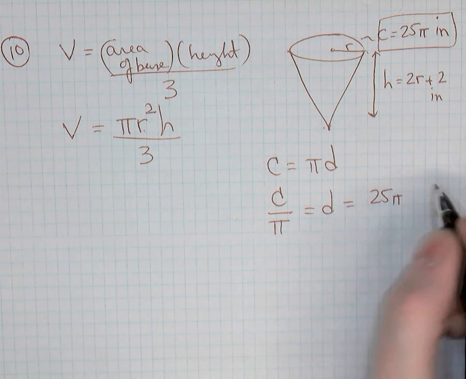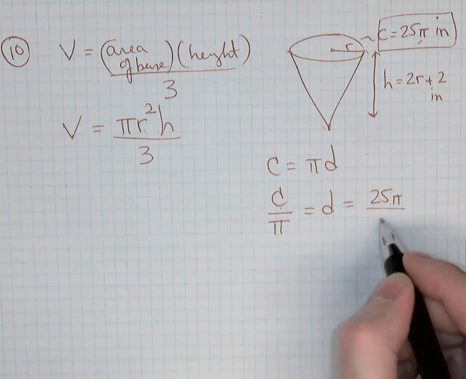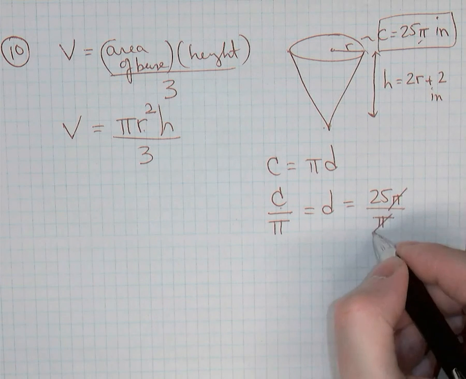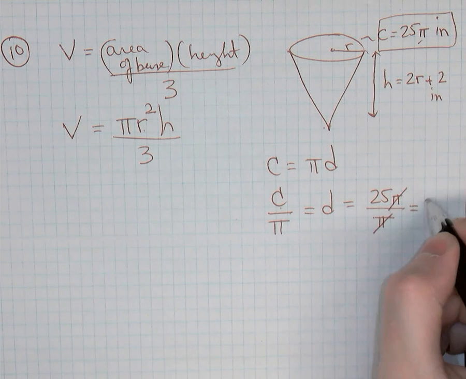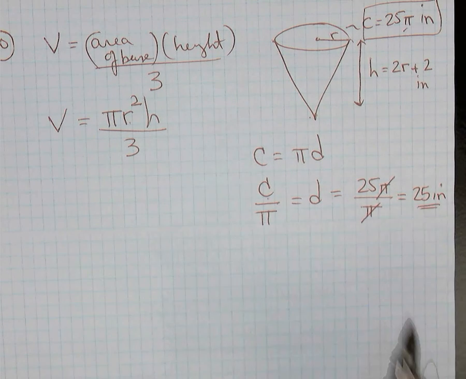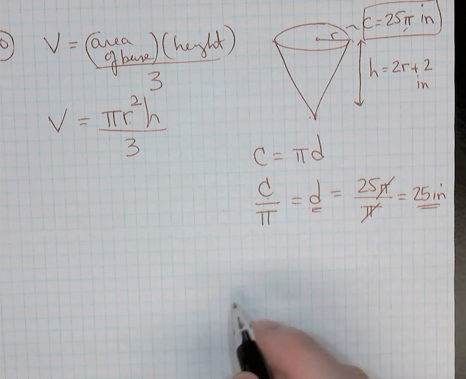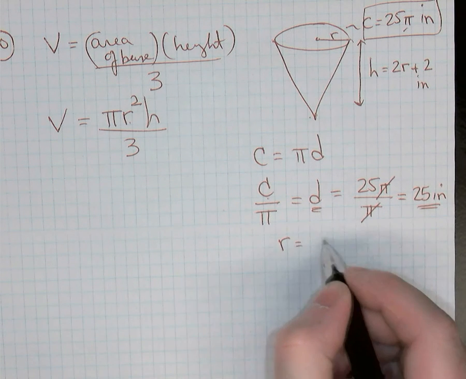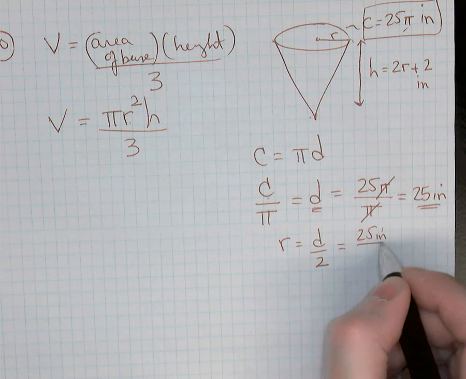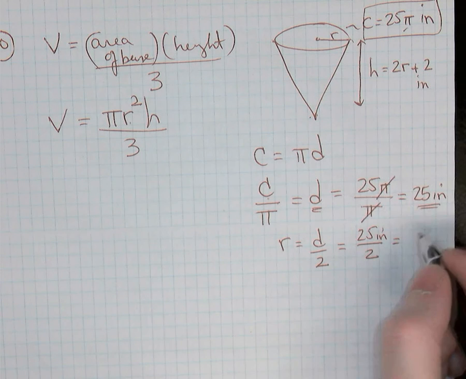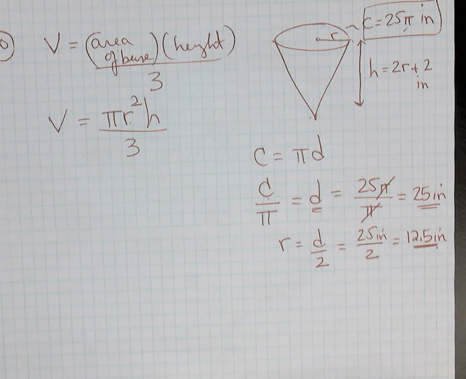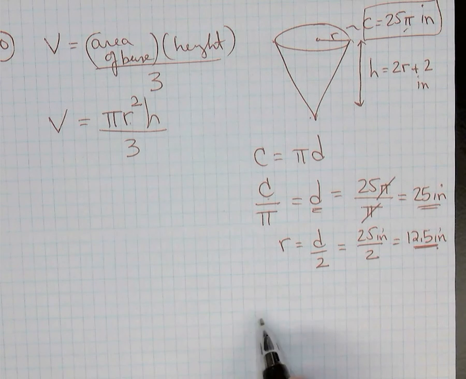25 pi was the circumference, and we'll divide that by pi. I don't even need to grab a calculator. The pi will just cancel, and so we get a diameter of 25 inches. Look at that. That worked out nicely. Since the diameter of the circle is 25 inches, the radius of the circle will be half of the diameter. So 25 inches divided by 2, I'm going to keep an extra digit at this point, 12.5 inches. So now we have the radius, let's go find the height.